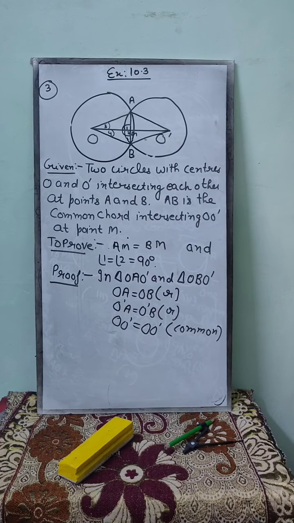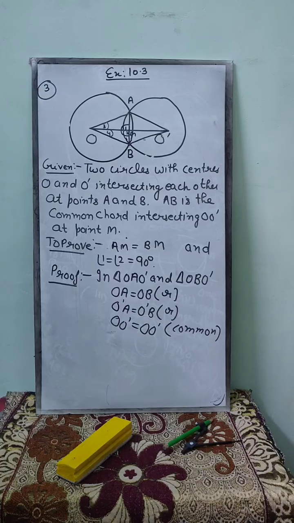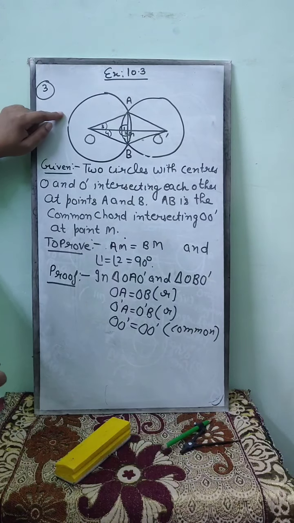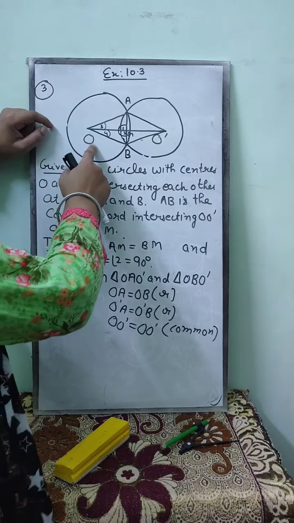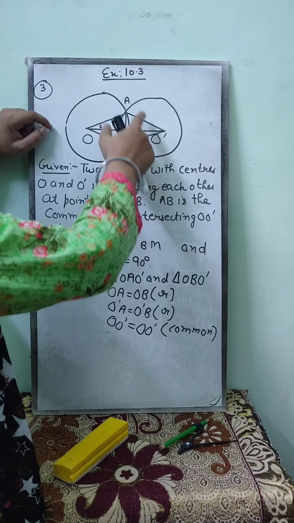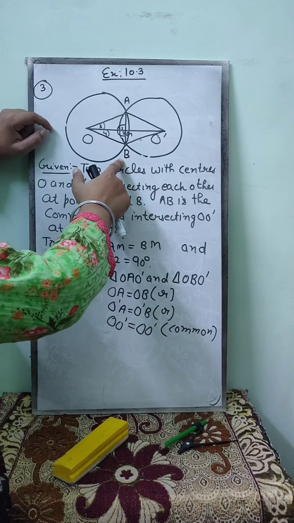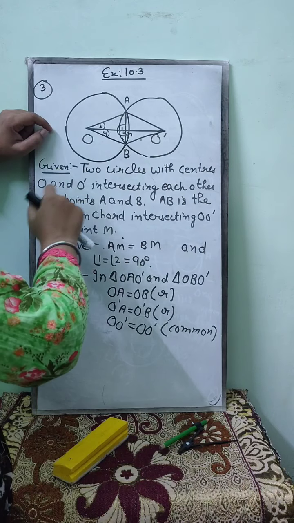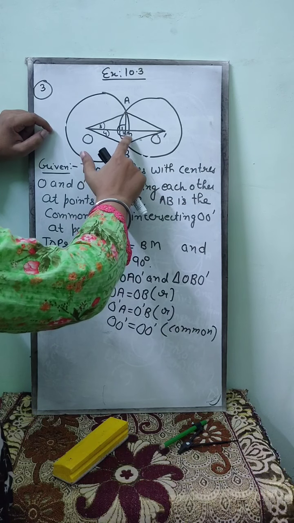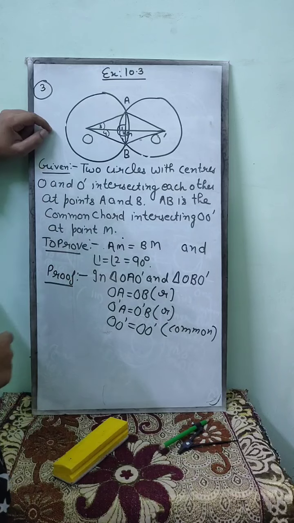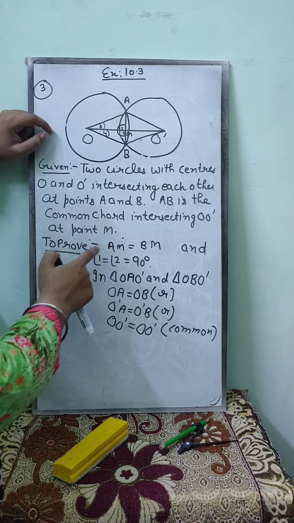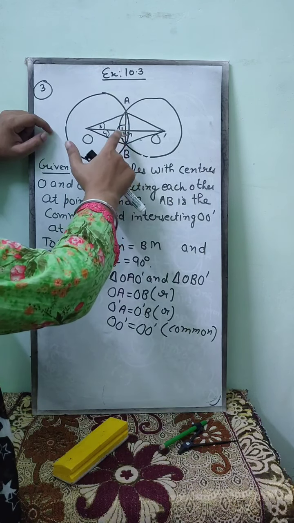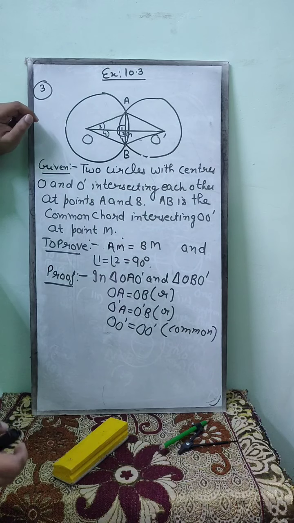Yes students, now I am going to start with the third sum of exercise 10.3. In this sum, two circles with centers O and O dash are intersecting each other at points A and B. AB is their common chord. OO dash and AB are intersecting each other at point M. You need to prove that AM is equal to BM and angle 1 and angle 2 are 90 degrees each.